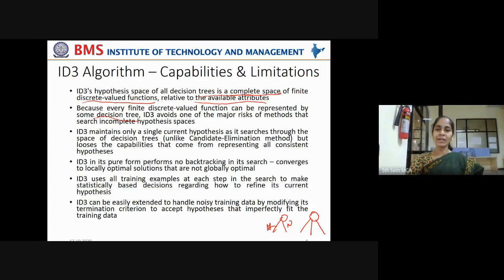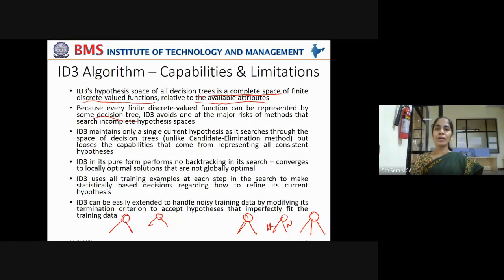Now, every finite discrete valued function can be represented by some decision tree, right? If you take sky, you have sunny, windy, cloudy. If you take wind, you have high or low. If you take temperature, you have high or low, right? In that way, you can represent every finite discrete valued function with some decision tree.